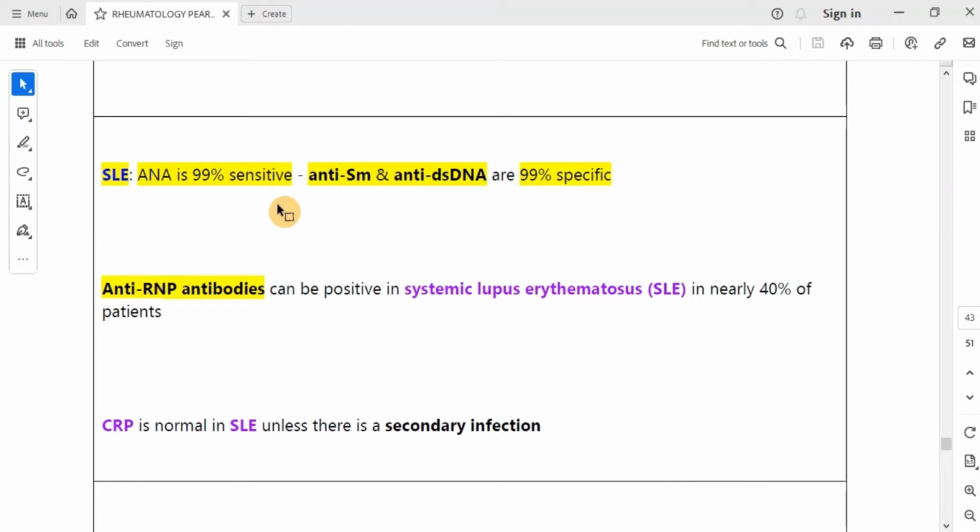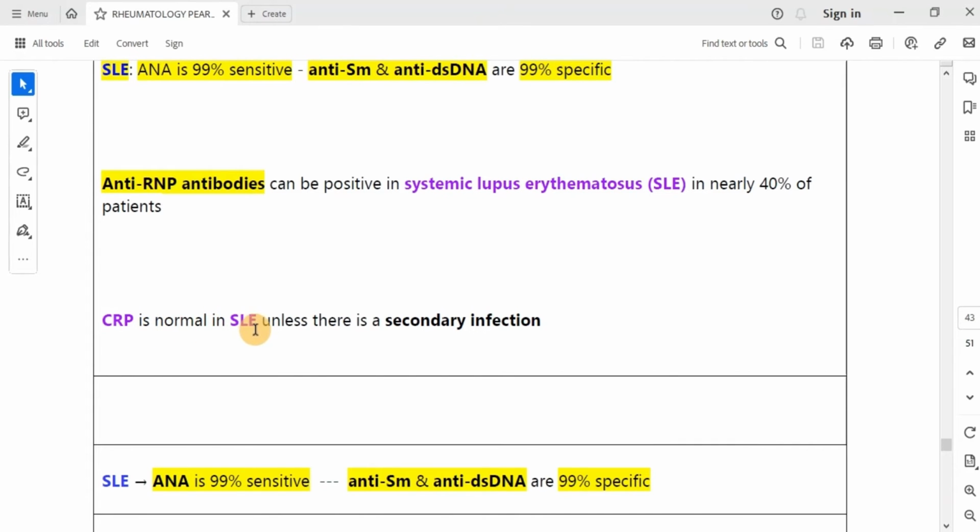ANA is 99% sensitive, and anti-Smith and anti-dsDNA are 99% specific. Anti-RNP antibodies can be positive in SLE in nearly 40% of the patients. In which condition are anti-RNP antibodies most commonly seen? Mixed connective tissue disorder, MCTD.